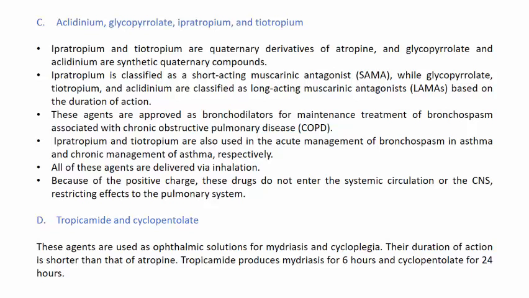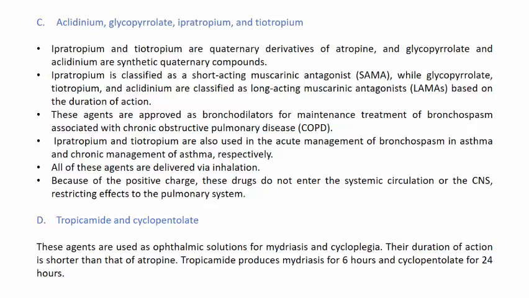وهذا sorry، وهذا يعتمد على ال duration of action، يعني انه تصنف as short acting or long acting، هذا بالاعتماد على ال duration of action. These agents are approved for bronchodilator for maintenance treatment of bronchospasm associated with the chronic obstructive pulmonary diseases. يعني التارجت لاستخدام هذه الدراكس هي عبارة عن bronchodilators, واللي تعمل maintenance للتريتمنت of bronchospasm اللي يكون associated with chronic obstructive pulmonary diseases. اوكي, لذلك هي تستخدم كبرونكو, approved as a bronchodilators.